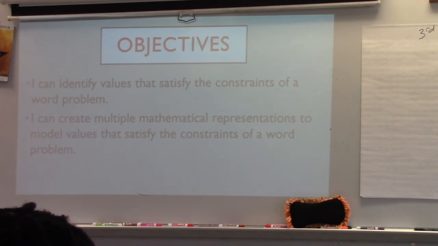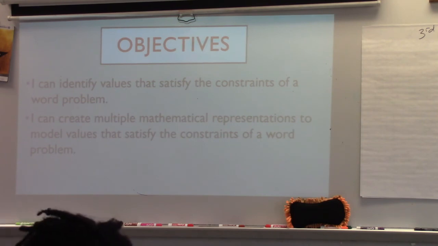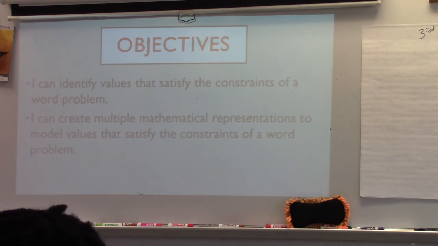Let's see. Christian, had you read objectives recently? Can I get you to read the second objective for us? I can create multiple mathematical representations to model values that satisfy the constraints of a word problem. I get that sometimes we're looking at problems and it may be hard to recognize anything that's going on because it's just all over the place, right? So what are the mathematical representations that can help us bring order to the chaos that is happening? Graphs, right? Those are powerful. What other representations can help us bring order to the chaos? Tables. What else?